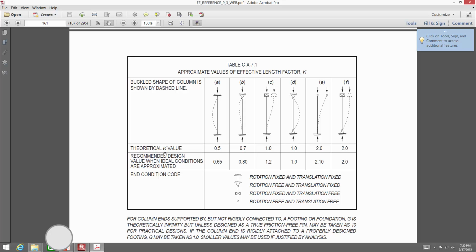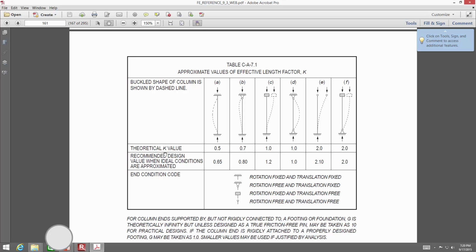They provided the theoretical and the recommended values so that if you ran some software program and were trying to evaluate its effectiveness in calculating buckling loads, it's probably going to spit out the theoretical values to you. But from a recommended design standpoint, use the ones below. So if you've got a fixed column, don't use 0.5, use 0.65.